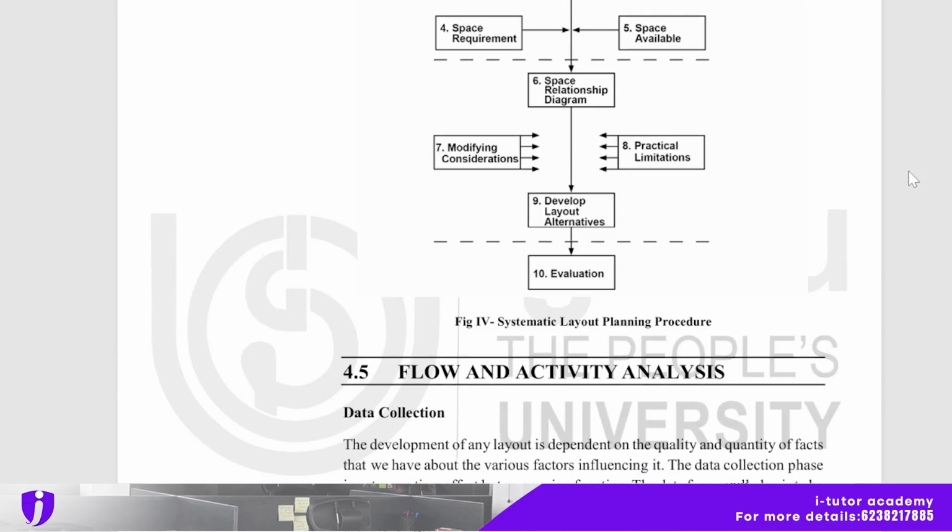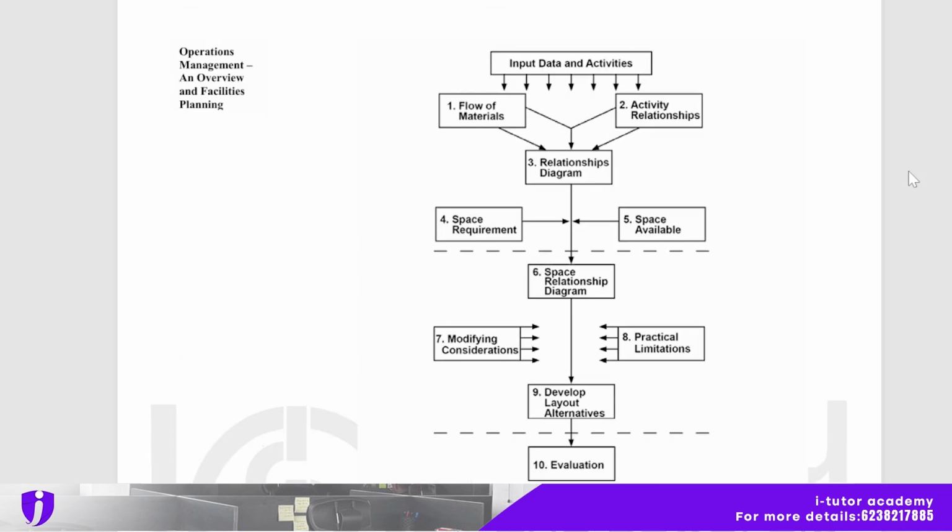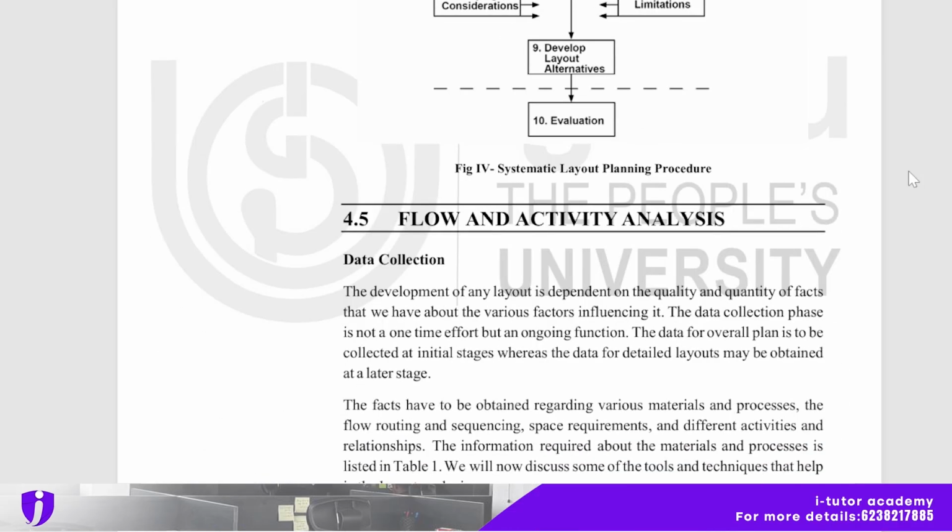And here is one figure about systematic layout planning procedure. Please go through it. There is an input and activities, then it comes to the flow of material and activity relationship, then there is a relationship diagram. Then it comes to space relation diagram, and parallelly space requirement is there, space available is there, and then after that develop layout alternatives, and then evaluation is there. This is the basic of systematic layout planning procedure.